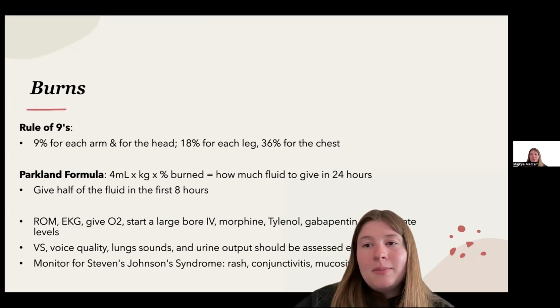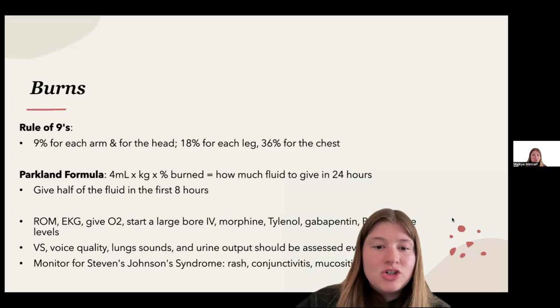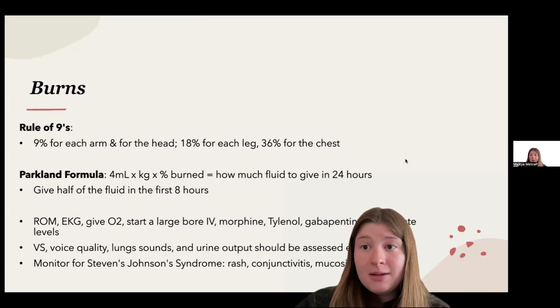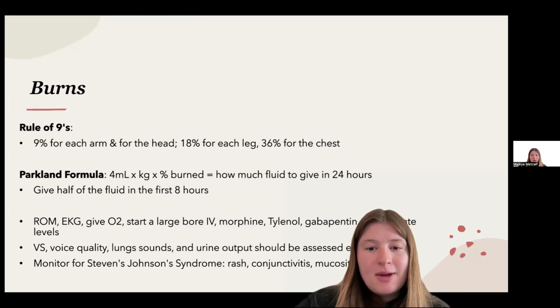And then we also just want to monitor these patients for Stevens-Johnson syndrome, which is a very big systemic rash. They might have conjunctivitis or mucositis.